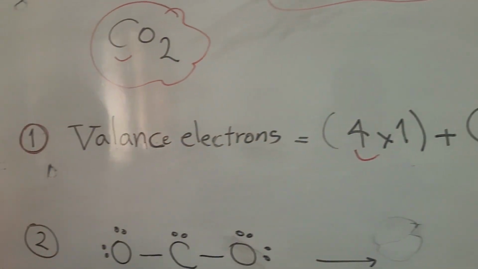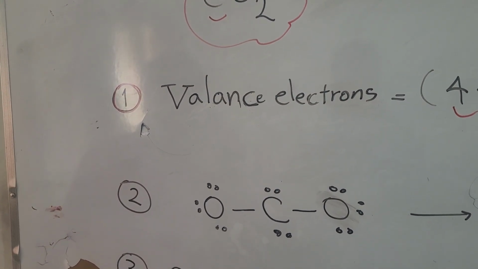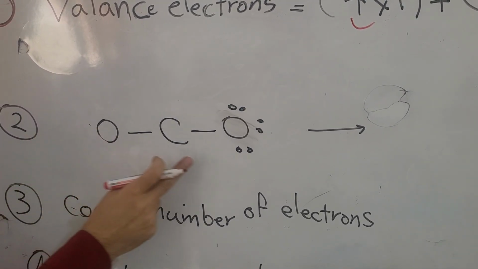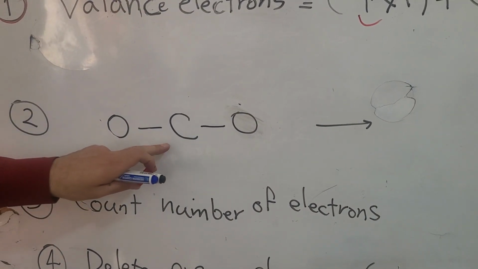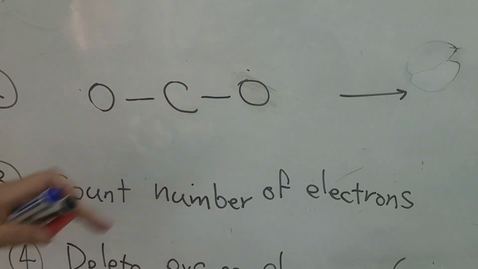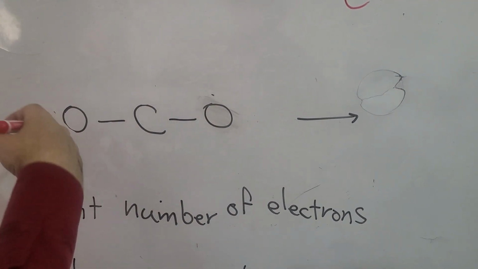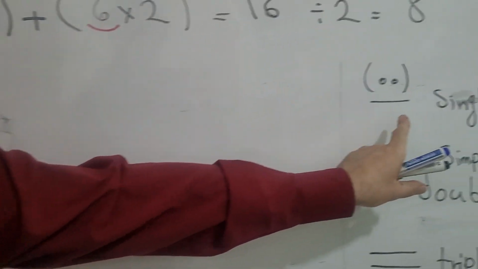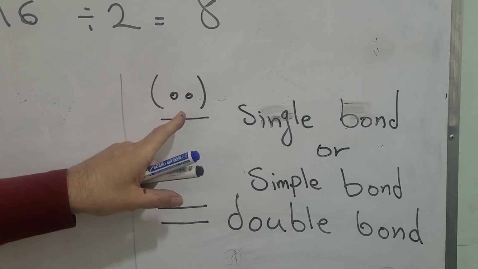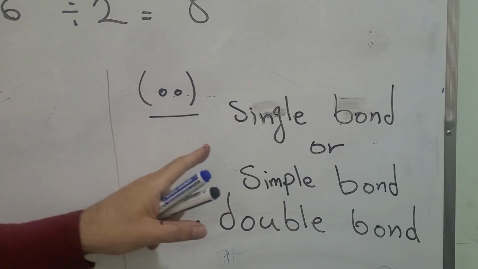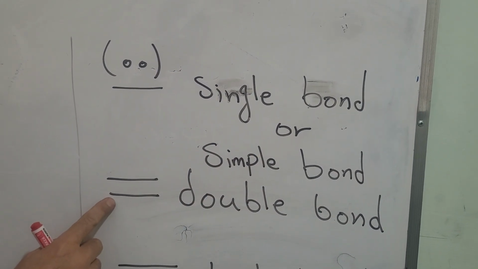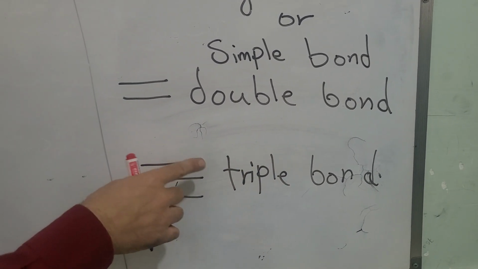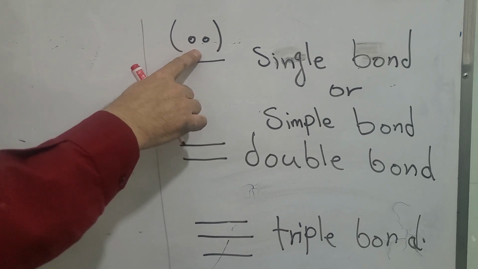Okay. In the first Lewis diagram, I have carbon at first. I know carbon is the central atom and oxygens are side atoms, okay? Carbon. And one line here, and you know, one line is one lone pair, one pair of electrons, so it is for single bond; double bond, two lines; triple bond, three lines.